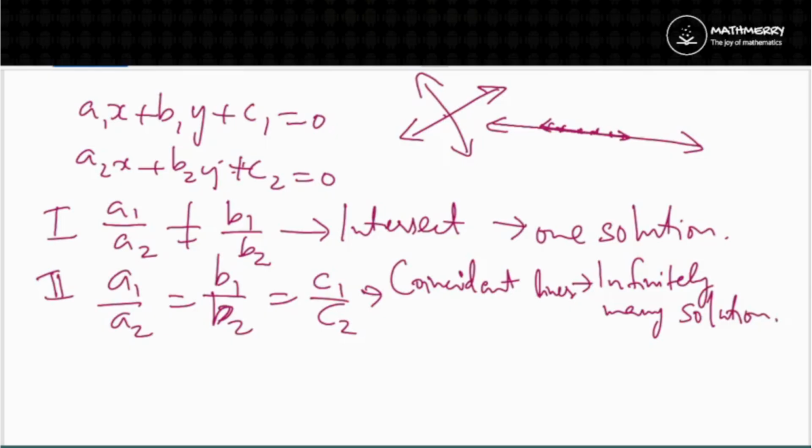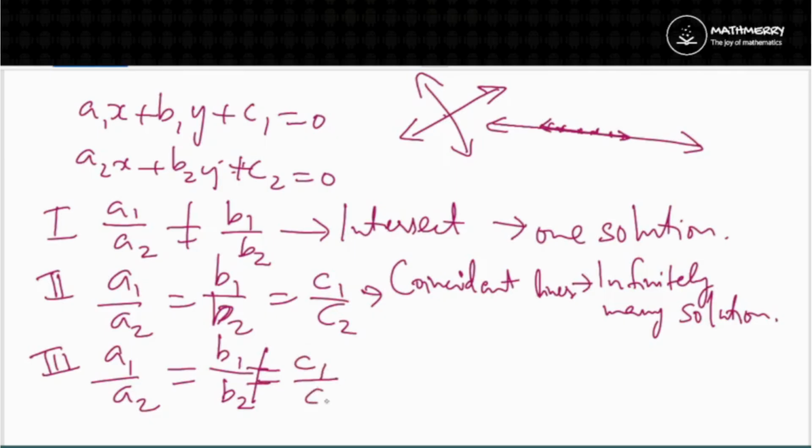Okay, now next, our third case is that where a1 by a2 is equal to b1 by b2. So the ratios of the coefficients of x and y are equal, but they are not equal to the ratio of the coefficients of our constant. So a1 by a2 is equal to b1 by b2 is not equal to c1 by c2. So this means we have two parallel lines. Okay, the graphs are parallel lines.